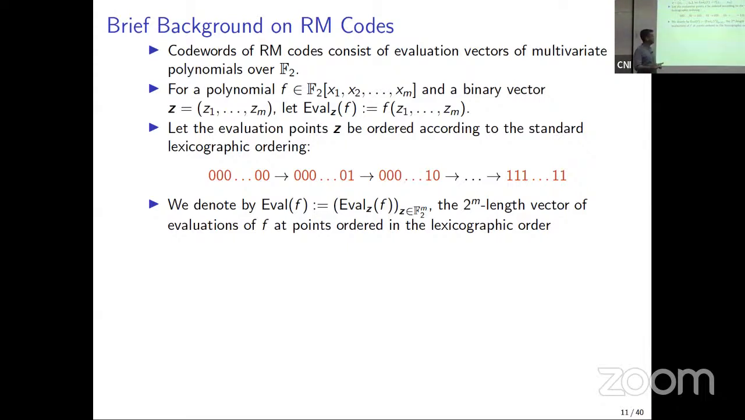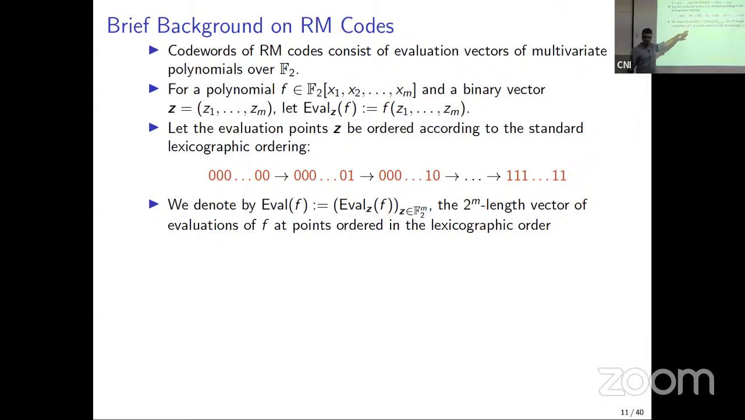So what are Reed-Muller codes? Reed-Muller codes are obtained by polynomial evaluations, roughly. If you look at a Boolean polynomial f from the polynomial ring, let us denote by eval z of f to be basically f of z. So we have a point z and we evaluate f at that point. Now let us assume that the 2 power m points corresponding to binary sequences of length m are arranged in this kind of a fashion. This is the standard lexicographic order.